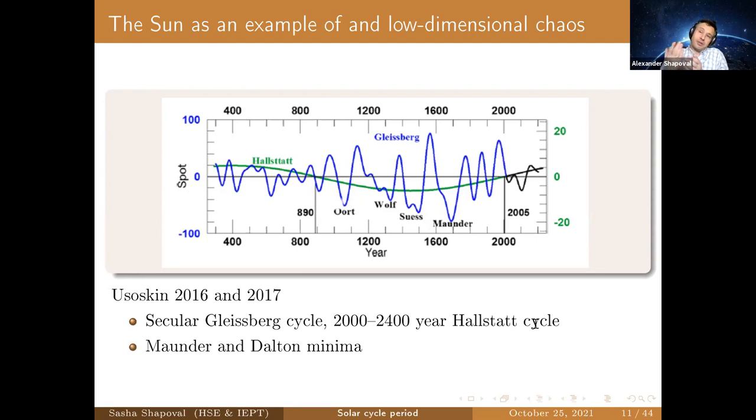And you see that it looks like the periods are doubled, from 11 to 22 years, from 22 to 88, 8 cycles in a row, from 1,000 years to 2,000 years. And you know that this is a trace of low dimensional chaos. So you can treat the sun as an example of a low dimensional chaos.